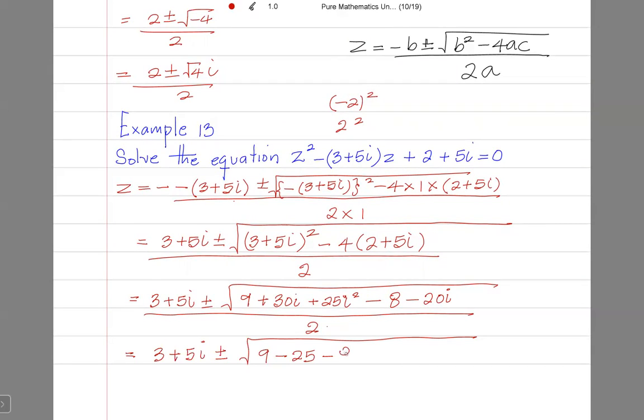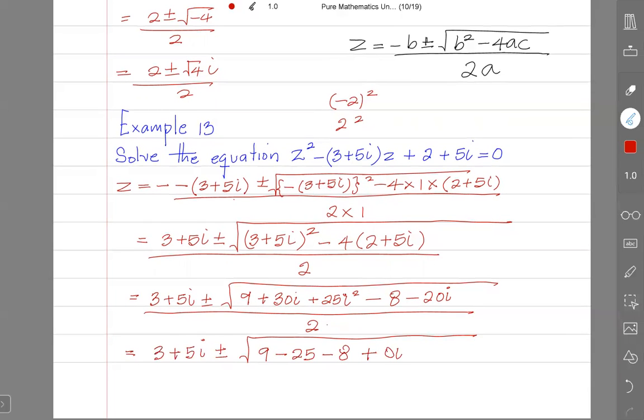So I'm dealing with all the numbers. Then I have 30i minus 20i. So that is what? 10i. Go ahead, ask your question. So where did the 25 come from again? The 9 minus 25, that part. 25i squared. i squared is minus 1. So 25 times minus 1 becomes minus 25. Is that clear? Yes, sir.